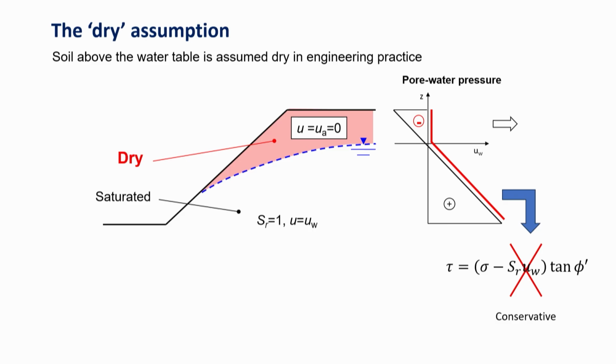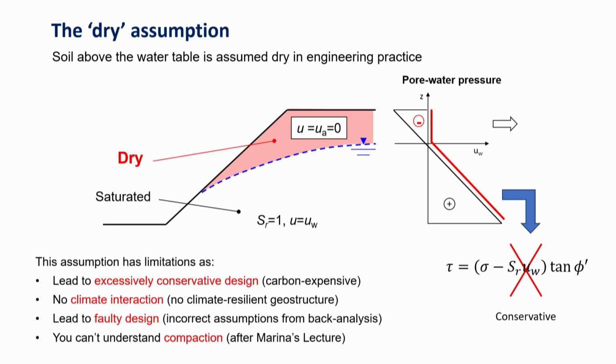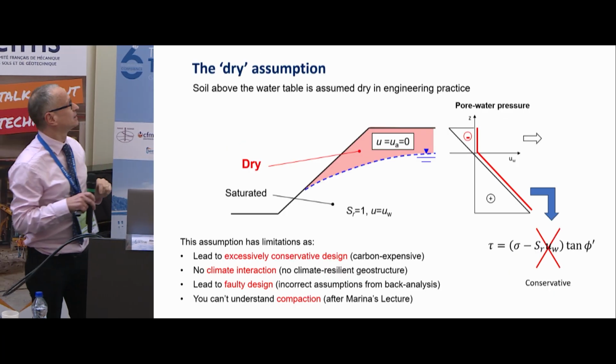Zero pressure is what we would have in an ideally dry soil. That's why I'm calling it the dry assumption. The rationale is simple. The negative pressure has a positive contribution to shear strength. If you are neglecting it, that's conservative. Good. Let's go on. Maybe, yes and no. It leads to excessively conservative design. No one cared in the past, but now it's carbon consuming. So maybe have a thought about that.